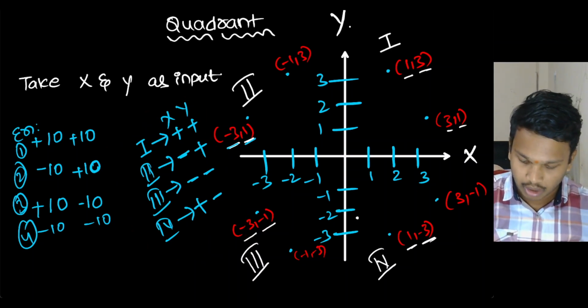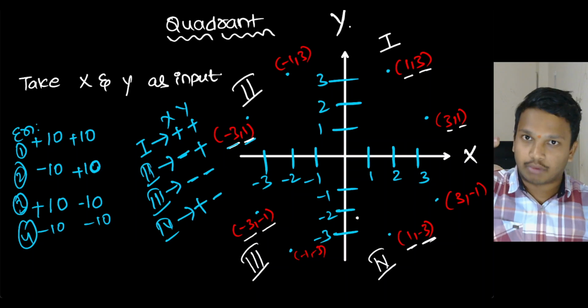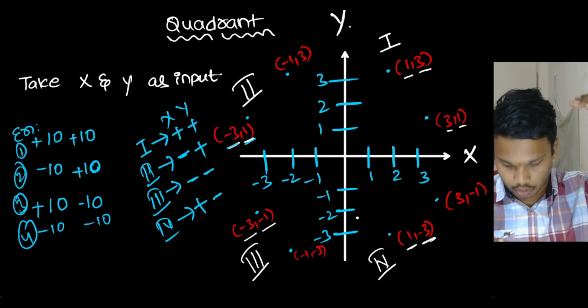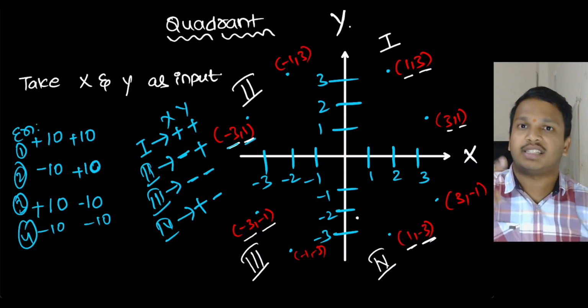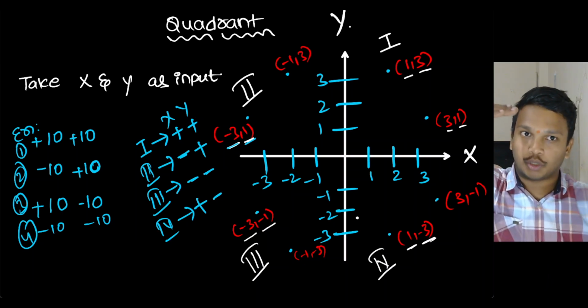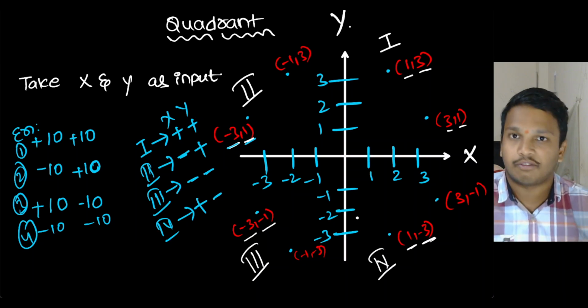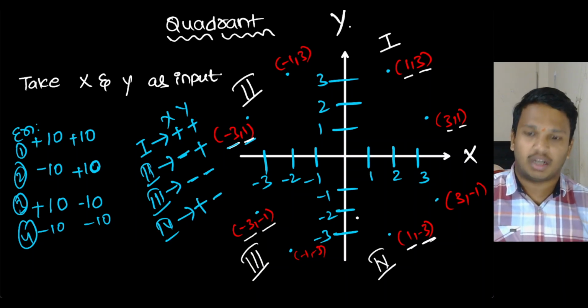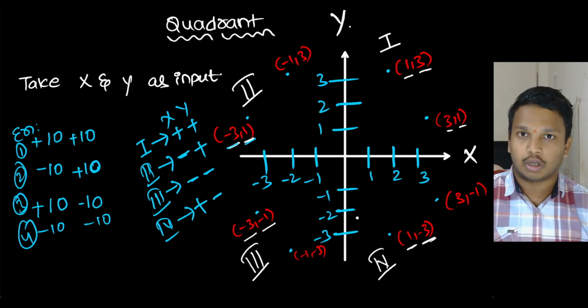Now coming to the second one, -10 +10, where the x value is negative and the y value is positive. X negative, y positive is nothing but the second quadrant. Now +10 -10, x is positive, y is negative. Which quadrant? Fourth quadrant. Similarly, the fourth example is -10 -10, where both are negative, so it automatically belongs to the third quadrant. Now this is the logic. Based on the x and y values, we can tell which quadrant it is.